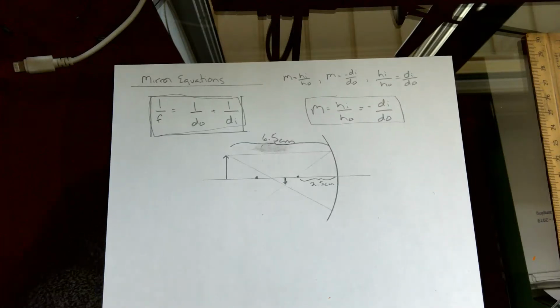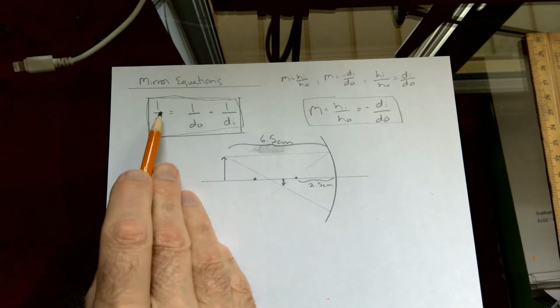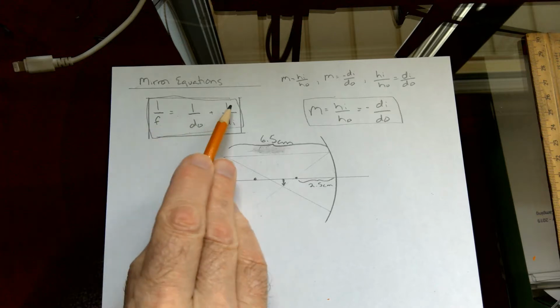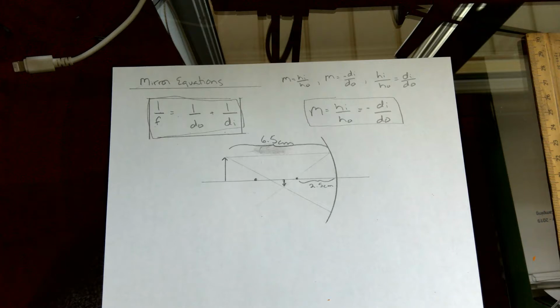It is the afternoon of Wednesday, January the 13th, and I'm going to talk to you about something called the mirror equations today. These equations can look a little intimidating, but they're actually not that tough. There's two different equations. I'm going to start with the one that's 1 over the focal length equals 1 over the distance of the object plus 1 over the distance of the image.